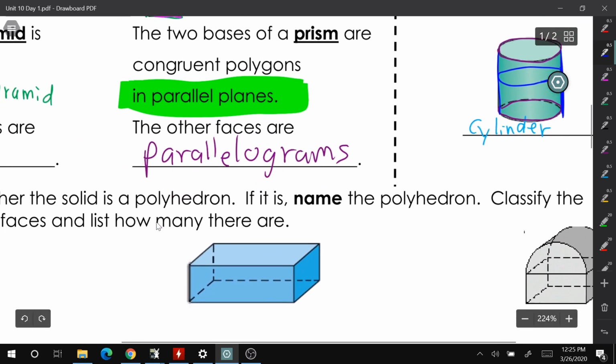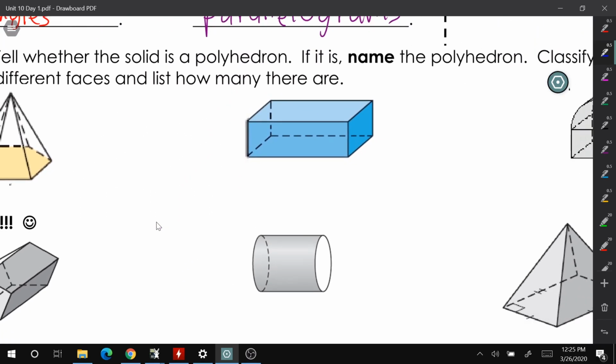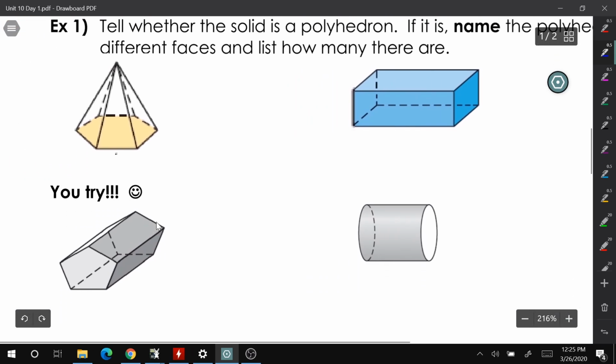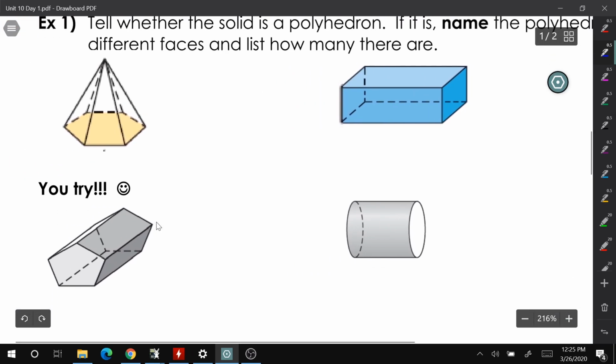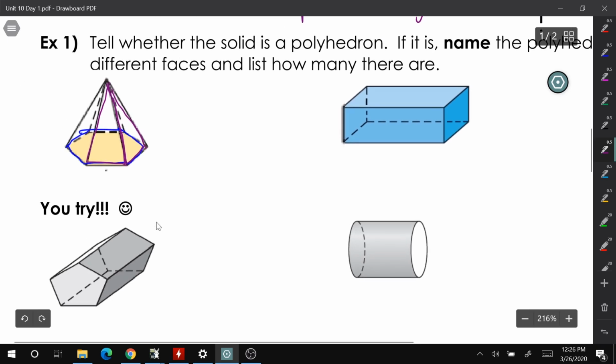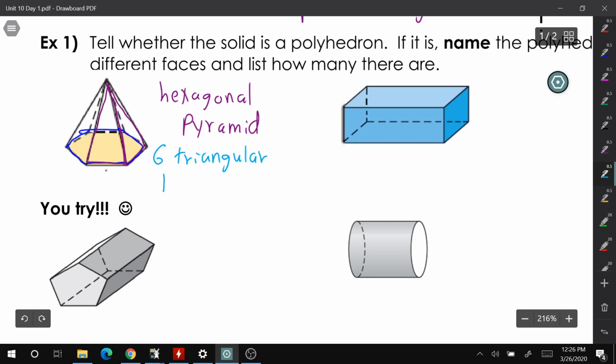All right, let's look at example 1. We're going to tell whether each one is a polyhedron, and then name it, and then classify it by how many different faces. So in this one, our base is a hexagon, and our faces are triangles. So we're going to call this a hexagonal pyramid. We have 6 triangular faces.